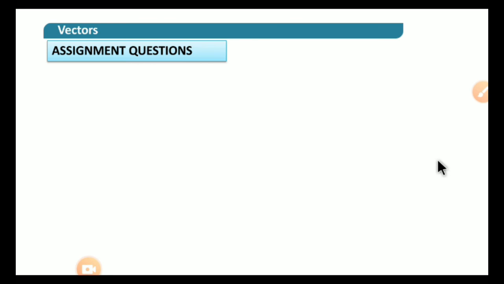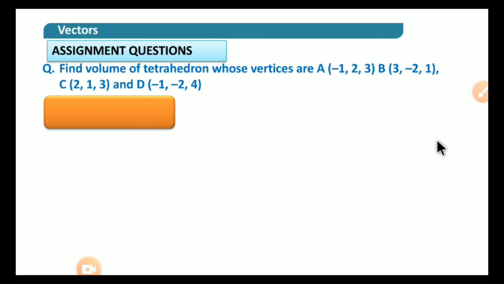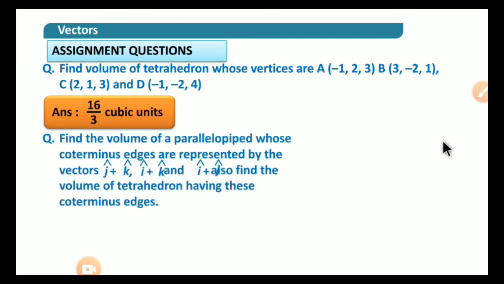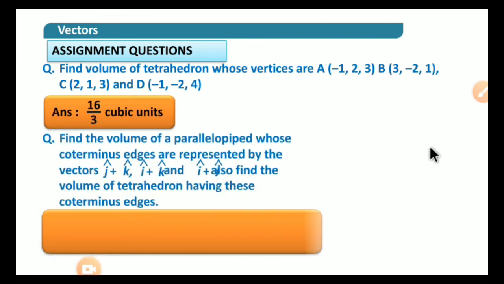Now, take all these assignment questions and solve them. Also, I have given the key answers. Just verify your answers along with them.